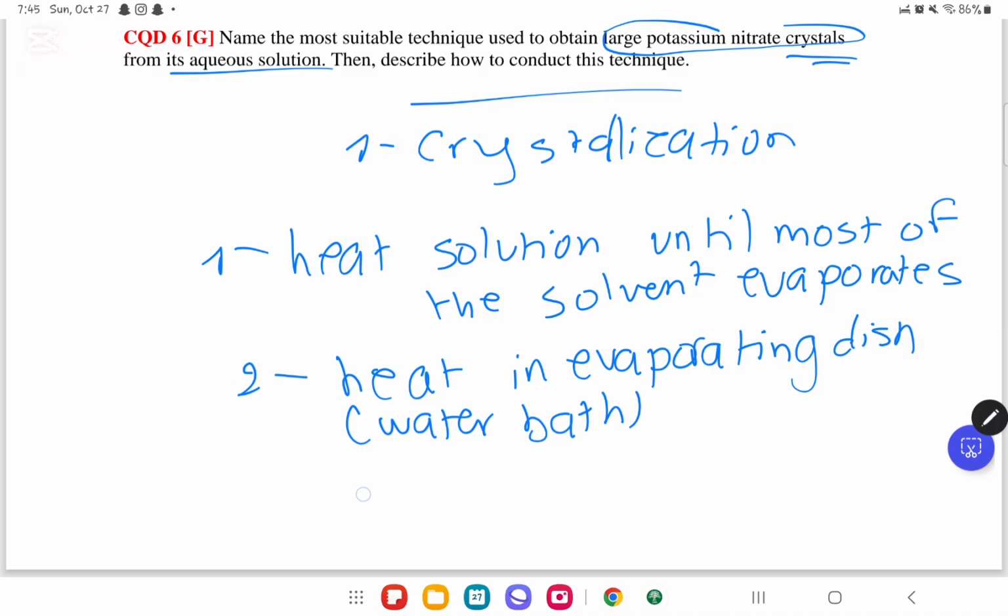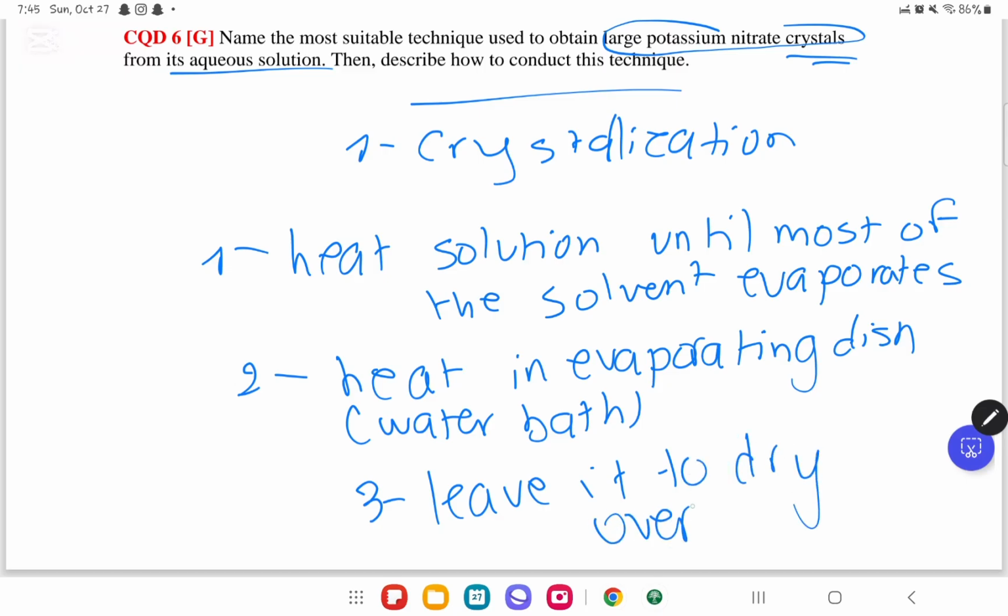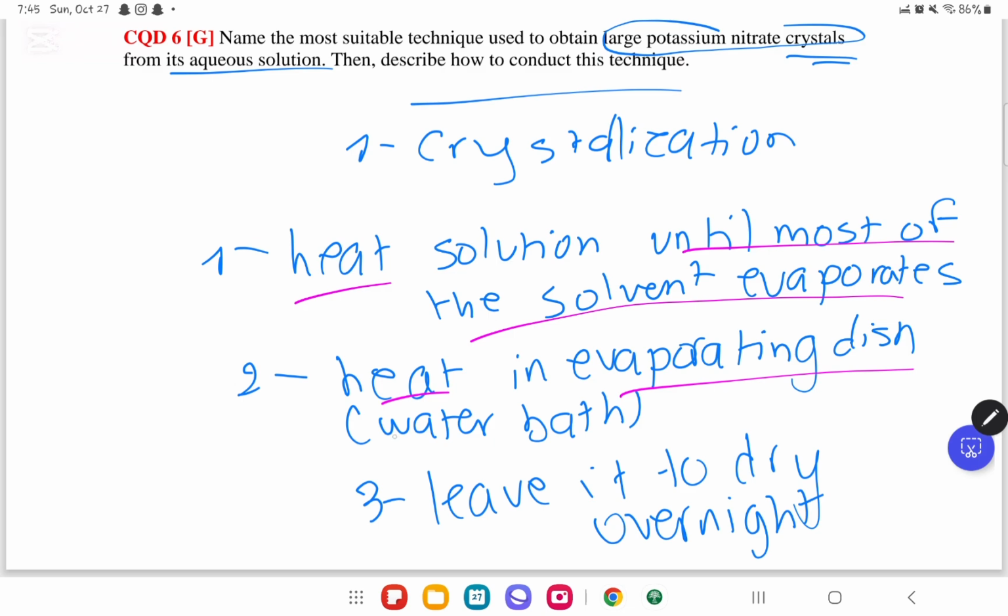After heating it in a water bath, we're gonna leave it to dry overnight. So personally, how I would remember something like this is first heat till most of solvent evaporates, then heat in evaporating dish, and then leave to dry overnight. So just keywords. First step, heat until most solvent evaporates. Heat in evaporating dish, water bath, leave it to dry overnight. That's CQD number 6, done.